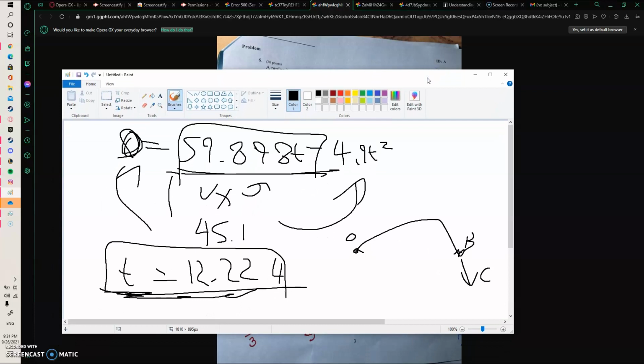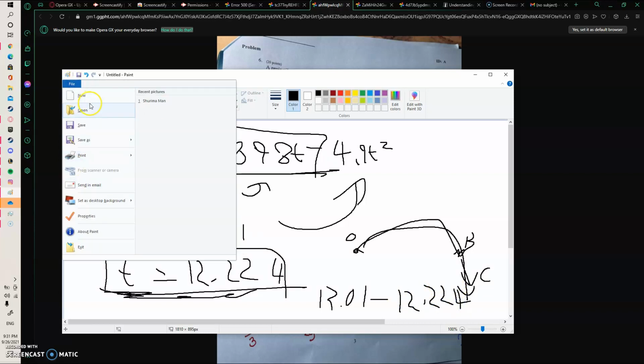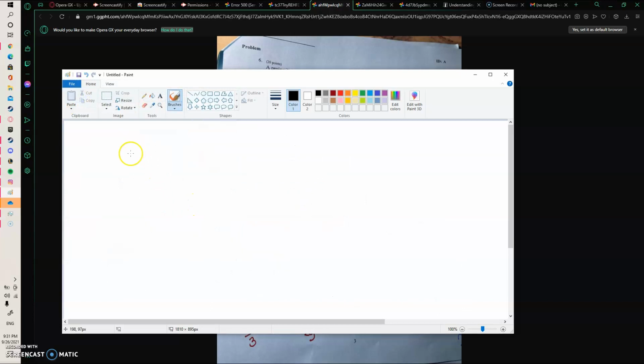So, essentially what we're going to do is, since we already know B to C and we also know the total time, we're just going to subtract it from the total time. So the total time was 13.01 from the previous question, and we're going to subtract it from 2.24. Then we will get approximately 0.286.